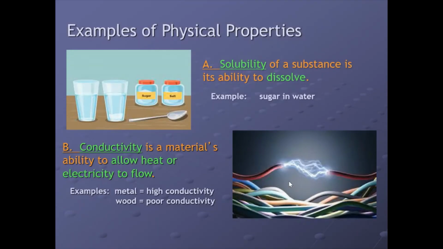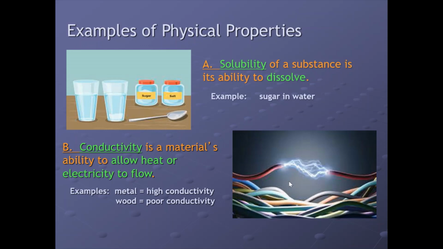So let's see a few more examples. Solubility of a substance is the ability for something to dissolve. So that would be a physical property of something. It's just how it dissolves into something else. Conductivity, which I mentioned earlier, is a material's ability to allow heat or electricity to flow, right? So that's why you never want to stick a metal object in a wall socket, because that metal object will conduct electricity and the electricity will pass through the object and into you, which you definitely don't want.